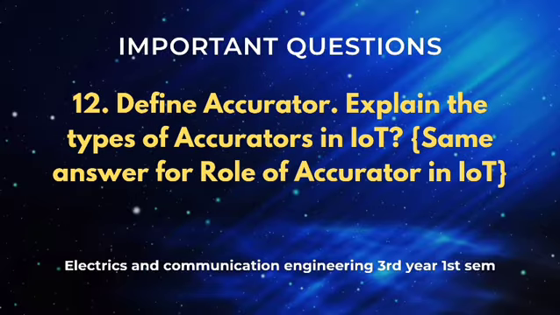Last 12th question is define actuator. Explain the types of actuators in IoT. So there are 5 types of actuators in IoT and the same answer needs to be written for role of actuator in IoT. The question may be framed in a different way. If you know the concept, you will be able to answer any type of question.